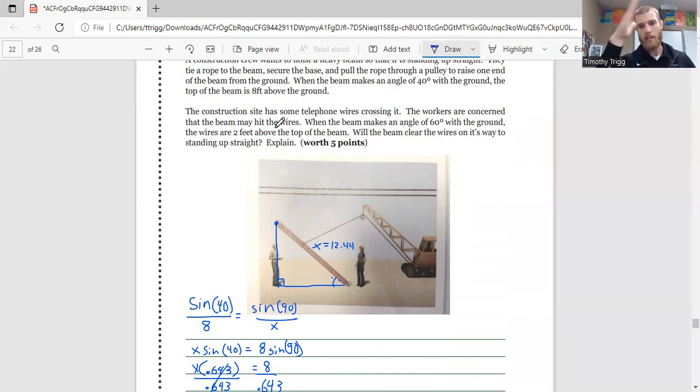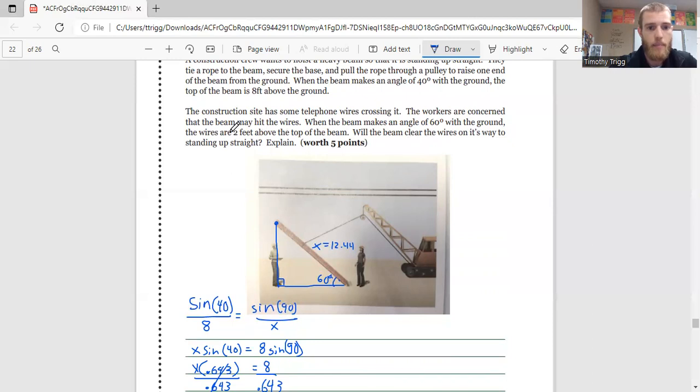So you can imagine if they raise the beam all the way, they're worried that's going to hit the wires up there. When the beam makes a 60-degree angle with the ground, the wires are 2 feet above the top of the beam. Will the beam clear the wires on its way to standing up straight? So we want to see, will the beam hit the wires or not? In this case, they're raising the beam. It was at a 40-degree angle, but now we're going to increase it more. It says that it's making a 60-degree angle with the ground. The length of the beam doesn't change, right? So that number is still handy.